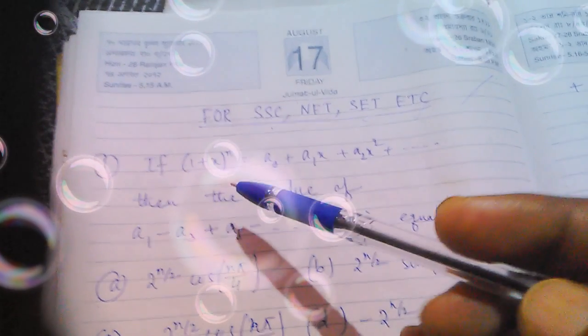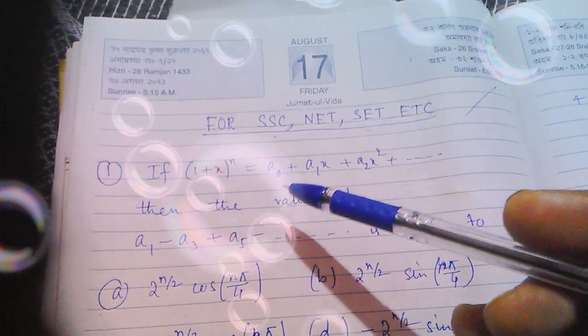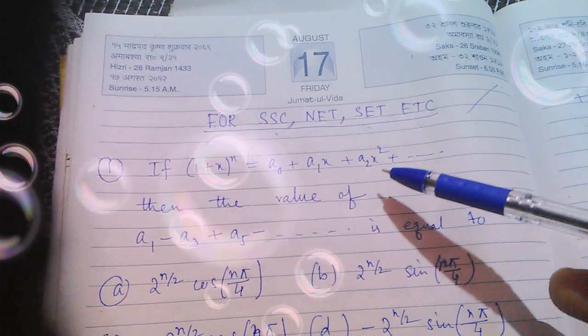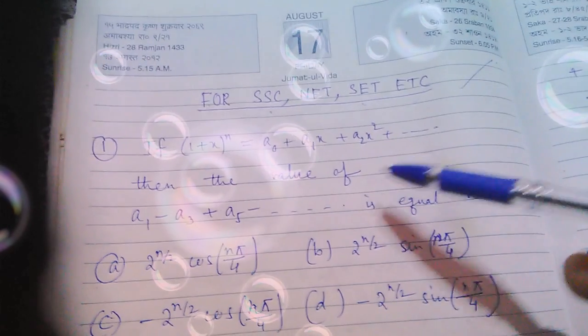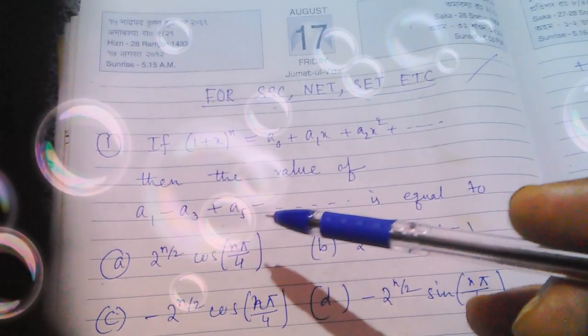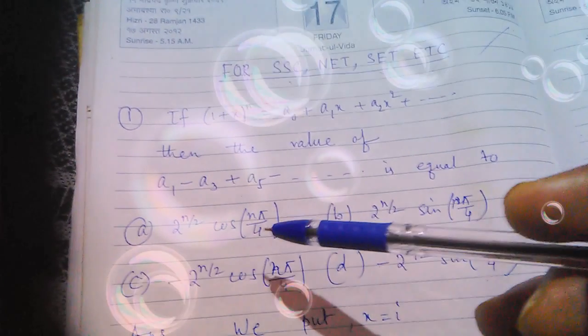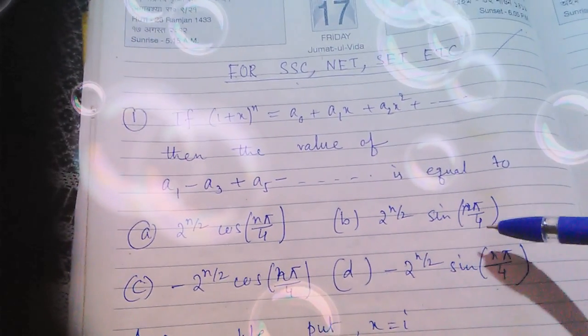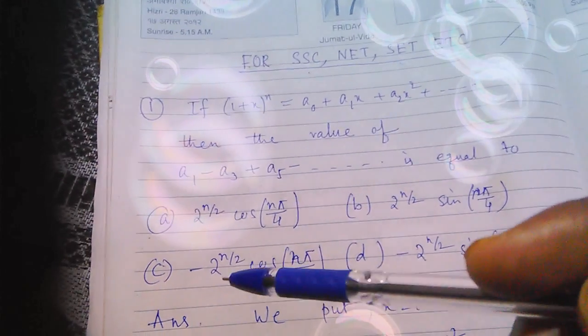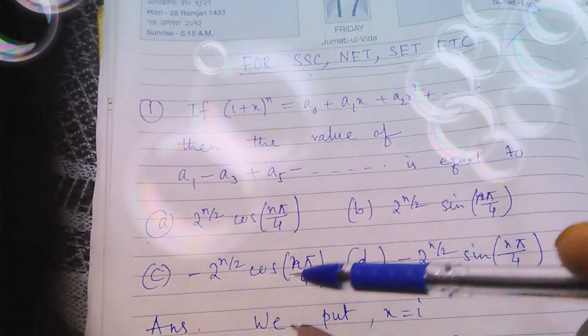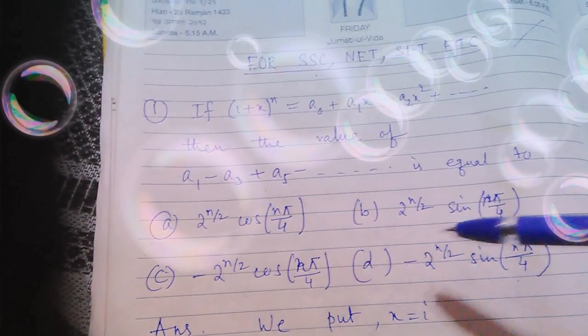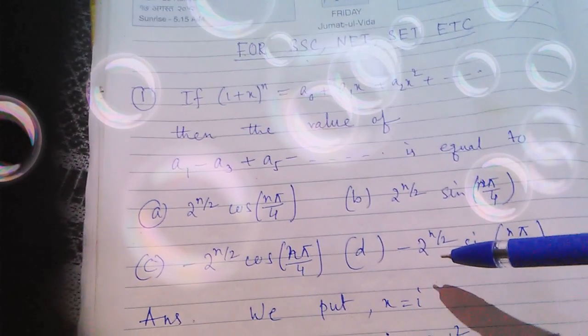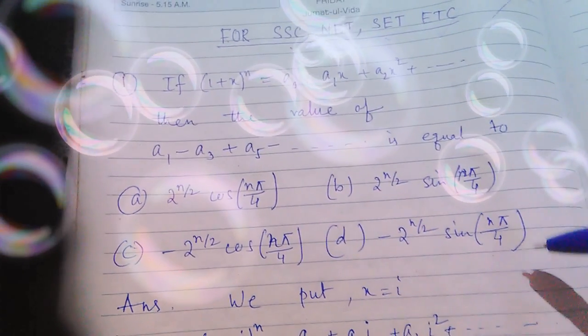So let's start. There is a first question. If (1 plus x) to the power n is equal to a0 plus a1x plus a2x square plus dot dot dot, then the value of a1 minus a3 plus a5 minus dot dot dot is equal to: A, 2 to the power n by 2 cos of n pi by 4. B option, 2 to the power n by 2 sin n pi by 4. C option, minus 2 to the power n by 2 cos n pi by 4. And the last option, minus 2 to the power n by 2 sin n pi by 4.